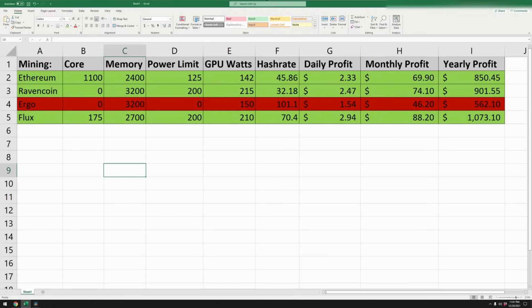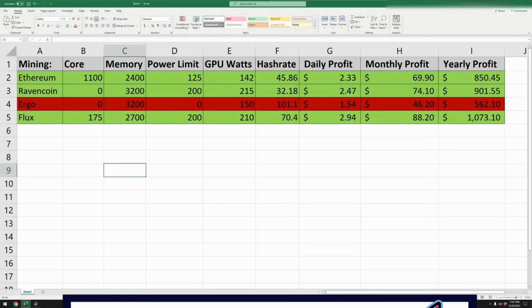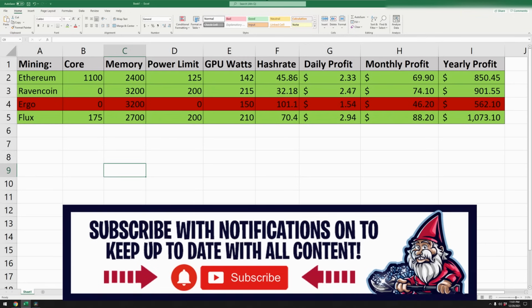Well, guys, that's going to go ahead and do it for our RTX 3070 LHR video. Hopefully you guys gained some knowledge from this video. Hopefully some of these overclock settings helped you out. Hopefully if you have a 3070 LHR, you're looking at this and going, I need to pivot off of Ethereum, because Ravencoin and Flux are definitely much more profitable. But it really depends on your mining strategy and where you want to go from here.